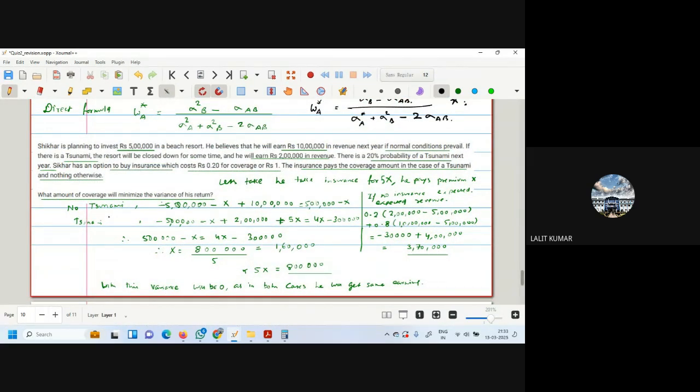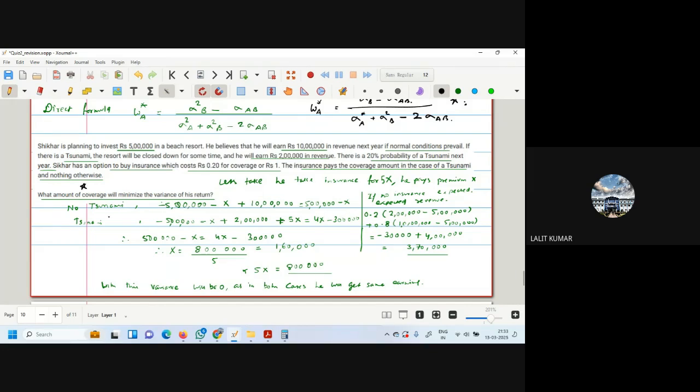Shikhar is planning to invest rupees 5 lakh in a beach resort. He believes that he will earn rupees 10 lakh in revenue next year if normal conditions prevail. If there is a tsunami, the resort will be closed down for some time, and he will earn rupees 2 lakh only in revenue. There is a 20% probability of a tsunami next year. Shikhar has an option to buy insurance which costs rupees 0.20 for coverage of rupees 1. The insurance pays the coverage amount in case of a tsunami and nothing otherwise. What amount of coverage will minimize the variance of his return?